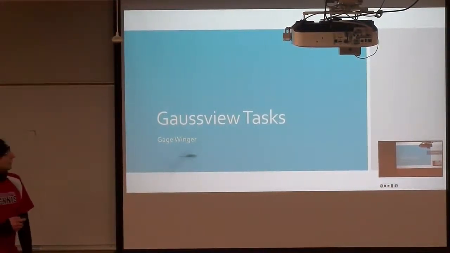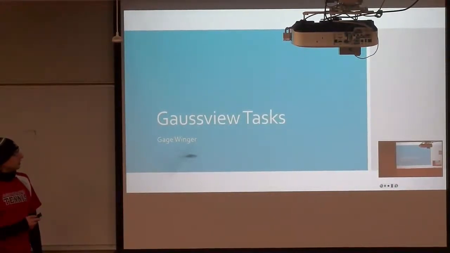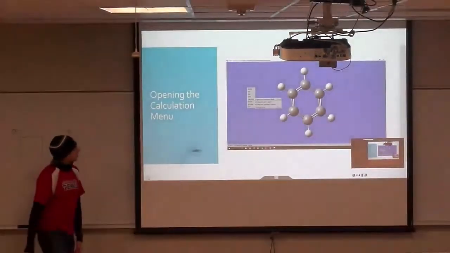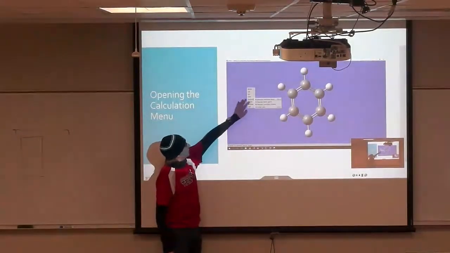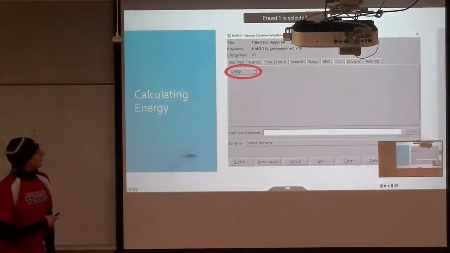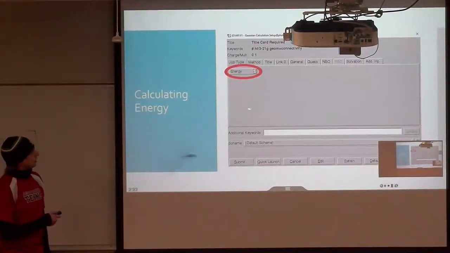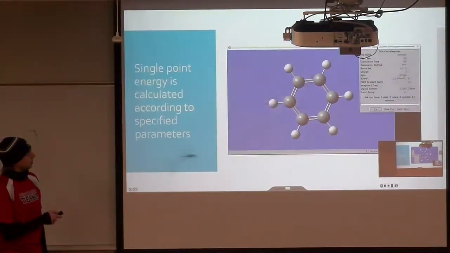Okay, so basically just a continuation of my last presentation on what you can do in GaussView. For starters, everything that I do here revolves around opening a calculation menu. So just right-click, calculate, Gaussian. The first job type we're looking at is energy, which it defaults to, so that's nice and easy. You just run that job, open up the results window, and go to summary.